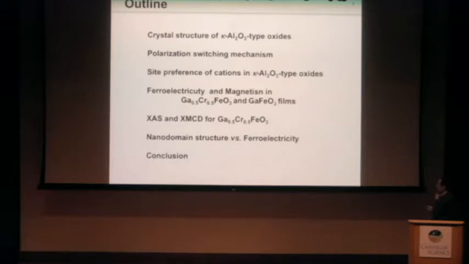And this gallium ferrite, people call gallium ferrite type, but it is the same structure as the copper alumina type structure. And also we have carried out the XAS and the XMCD measurement for this material. And finally, we have observed the nanodomain structure by the STM.